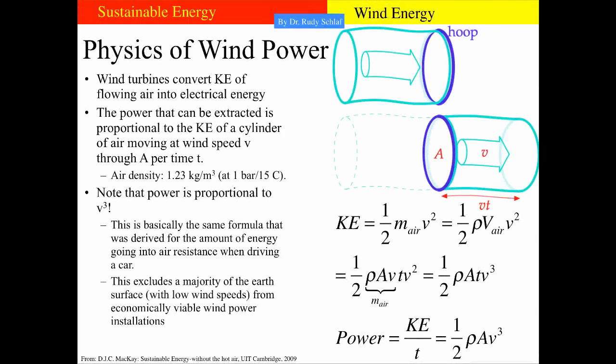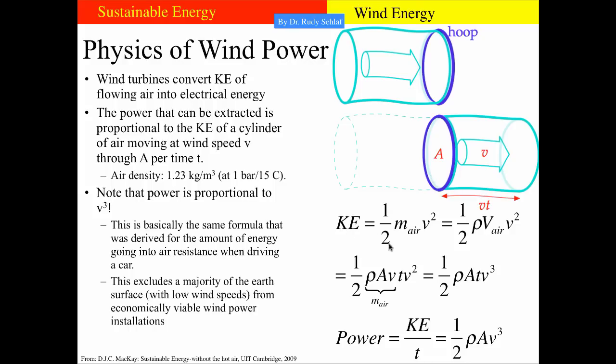Let's focus on the basic physics of wind power. Wind turbines convert the kinetic energy of flowing air into electricity. And so we have a certain volume of air molecules that is moving through the turbine per time, and that is essentially the wind power that can be tapped. So if we want to calculate the power, we need first to calculate the energy, and then we can calculate the energy per time that goes through this cross section A.